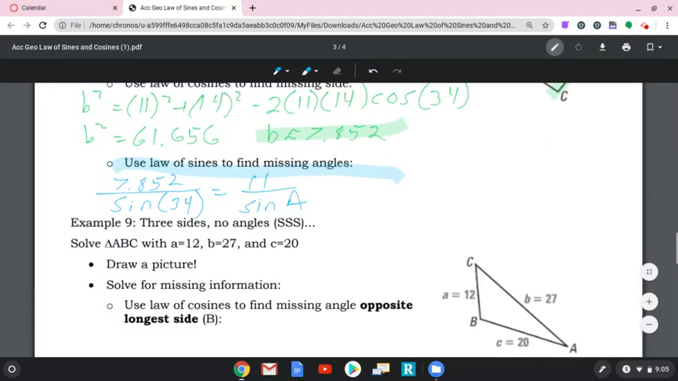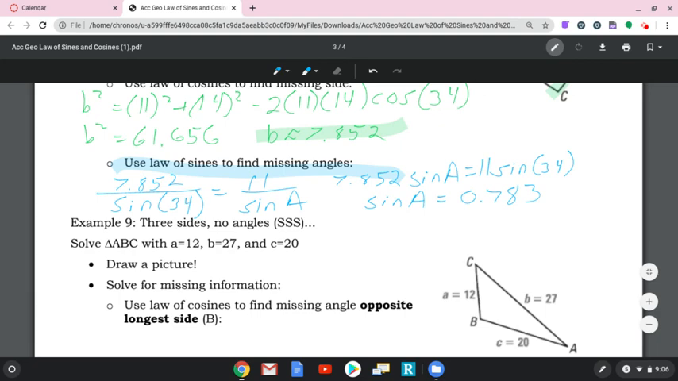If I cross multiply this, I'm going to get 7.852 times the sine of A equals 11 times the sine of 34. So really, we're solving first for sine of A. Put that in your calculator: 11 sine of 34, close those parentheses, divided by 7.852. And you should get 0.783.